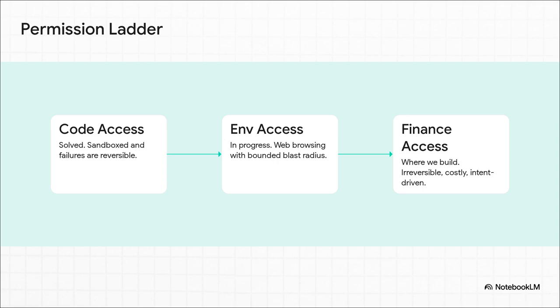But rung 3? That is financial access. That's where developers are building right now, and let me tell you, the stakes are entirely different. When an AI misroutes a payment on the blockchain or wires cash to a fraudulent vendor, you don't get a polite little compiler warning. That settlement is final. The failure surface here is completely irreversible, and it will cost you real money.